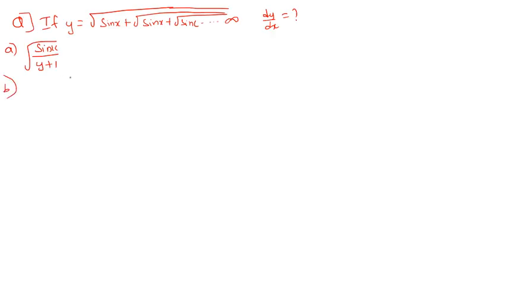Option B, sin x divided by y plus 1, and option C, cos x divided by 2y plus 1. Option D is cos x divided by 2y minus 1. Here I will tell you the trick.